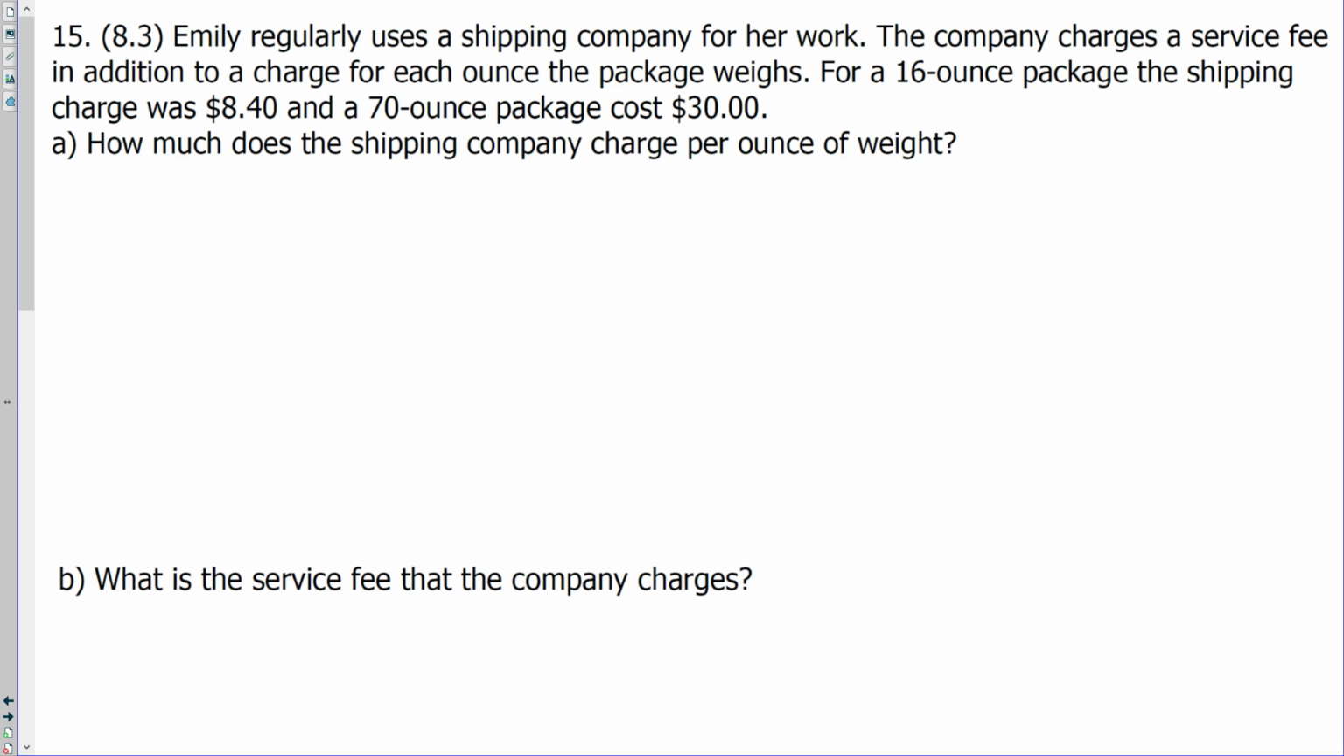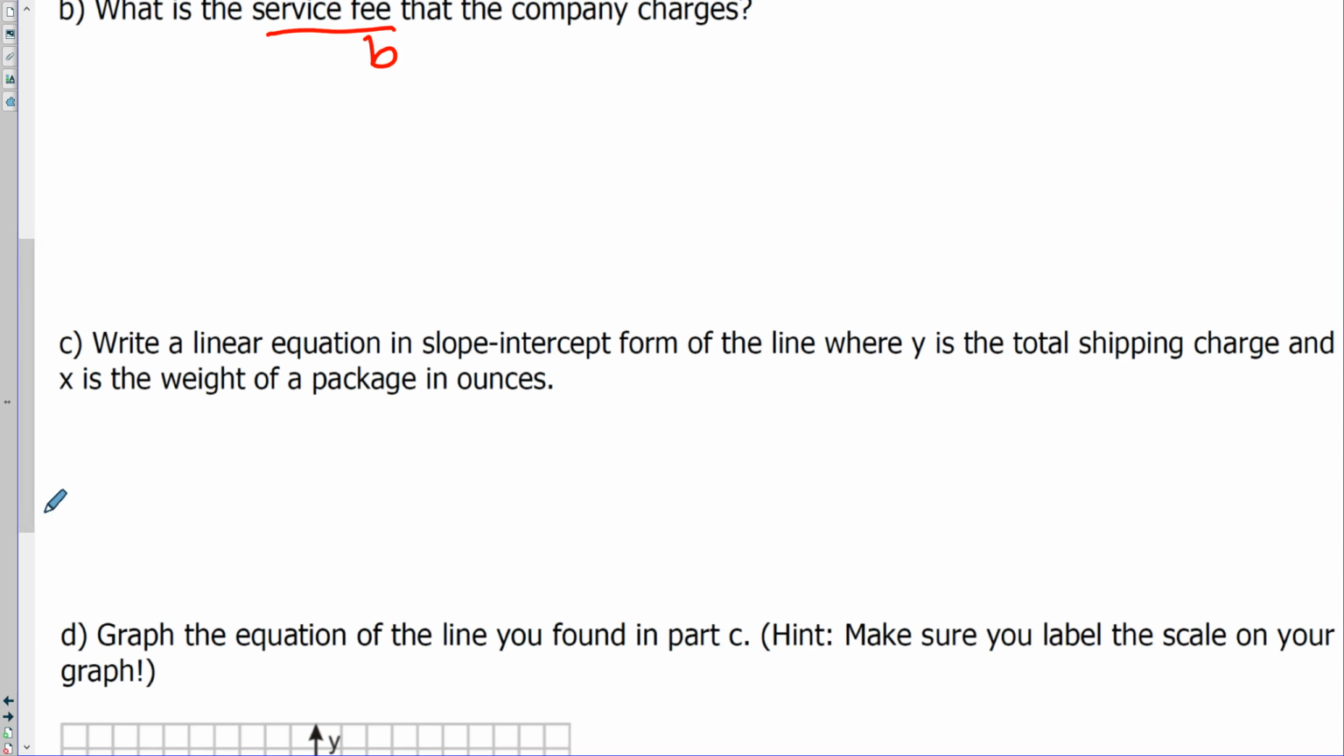So A, we want to know how much the shipping company charges per ounce of weight. That "per" is a hint we're going to find slope. Part B, we want to know the service fee. Fees are usually your y-intercept. Then we're going to use those two to write our linear equation in slope-intercept form, y = mx + b. Then with that equation, we'll go ahead and graph it.